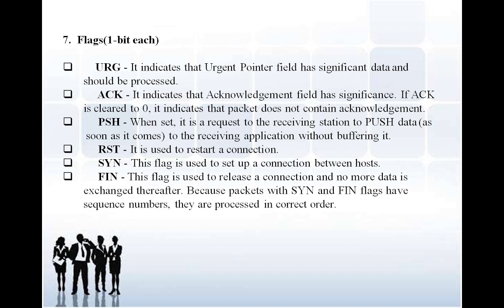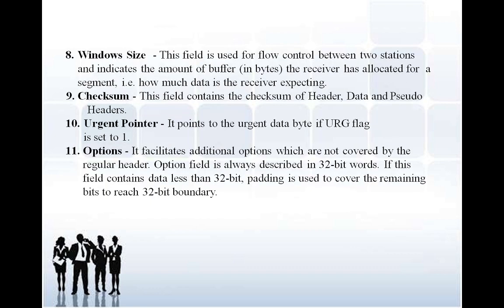Then the next one is the fin flag bit, which is mainly used for finish. After the data transmission is over, your connections will be released. So those are the different kinds of flag bits and their corresponding functionalities. Then window size, we can set it. It is used for flow control between the 2 stations. We have already discussed the shrinking and expanding of window size based on the packets we have received and what we have forwarded.